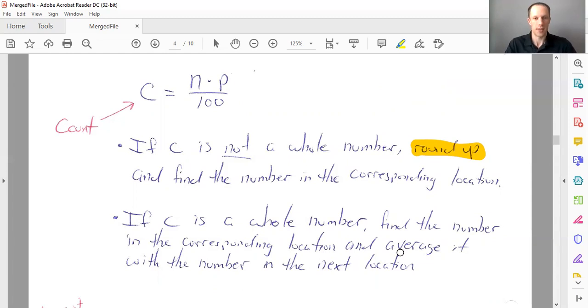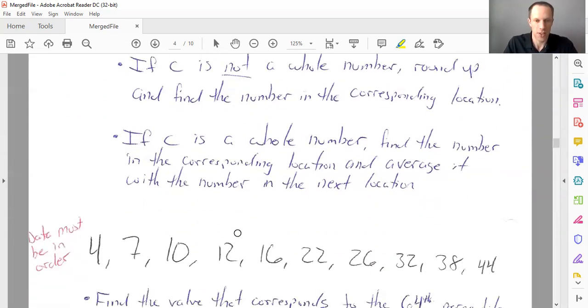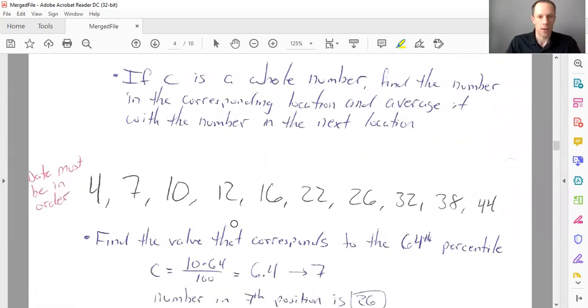So this is one of those cases, just like with the class width when we were doing frequency distributions, that if you get a decimal number, no matter what the decimal is, you've got to round it up. Now, if you get a whole number out of this calculation, you can just go straight to the number in that location in the data set, take that number and the one after it, and average them together.